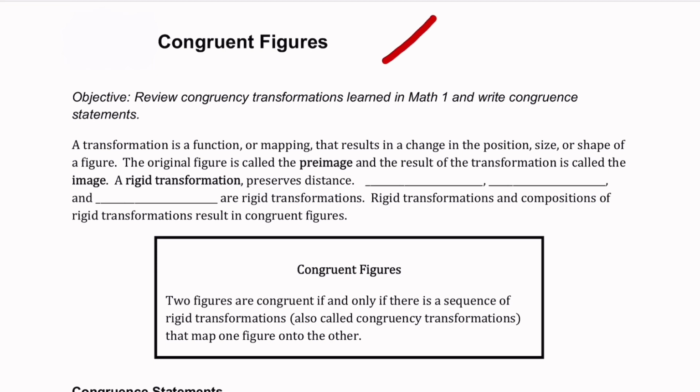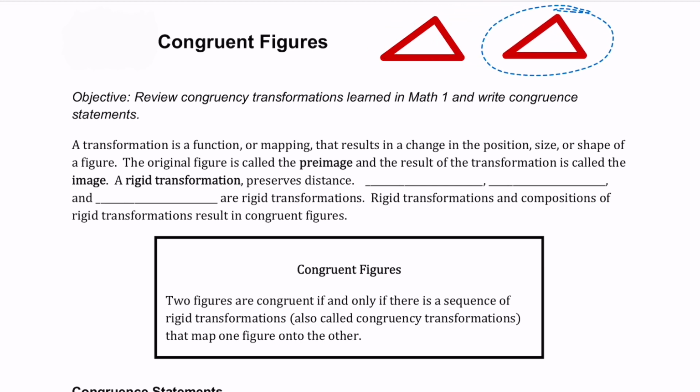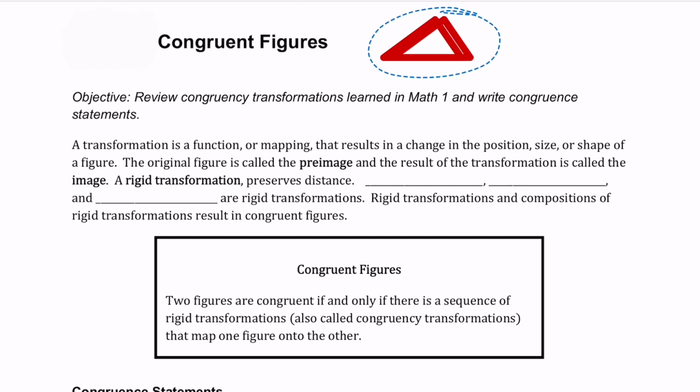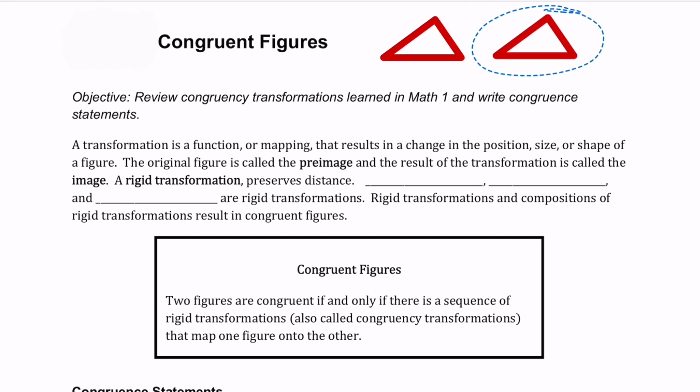So I'm just going to draw a little picture here. This is a triangle. And then if I copy and paste it, I have an exact duplicate. All I have to do is move it right back on top and they will be congruent. This is called a translation. Translation just means it's been moved from one place to the other. So the original figure is called the pre-image, and the result of a transformation is called the image.